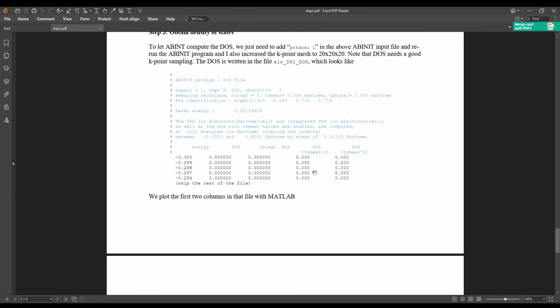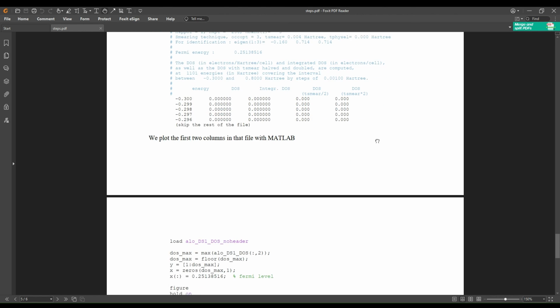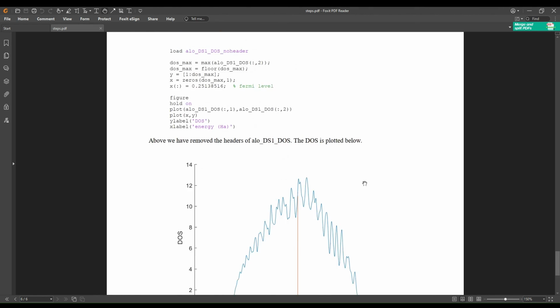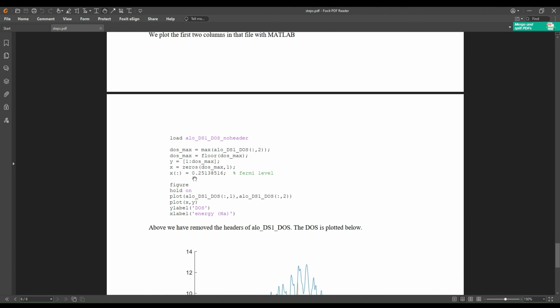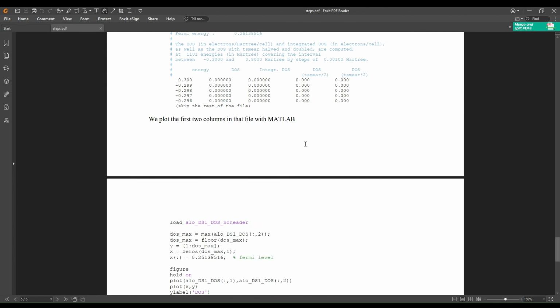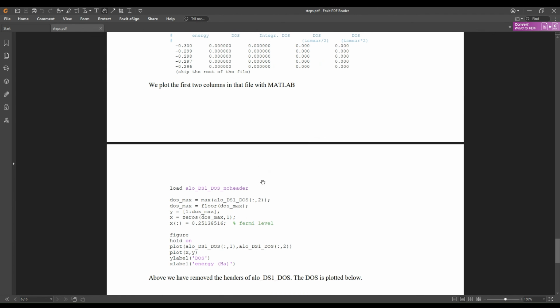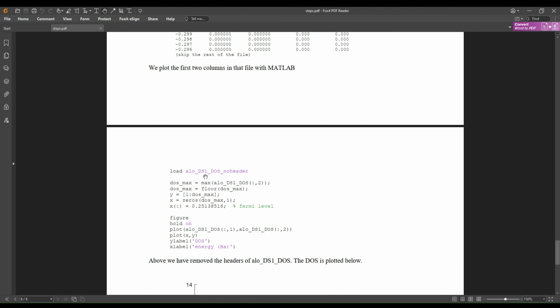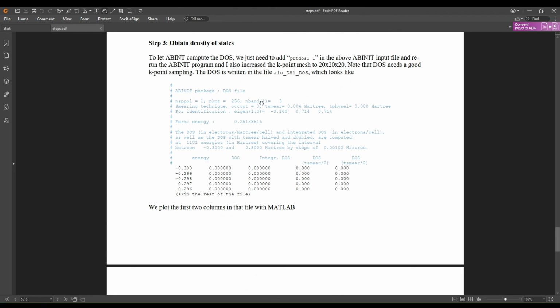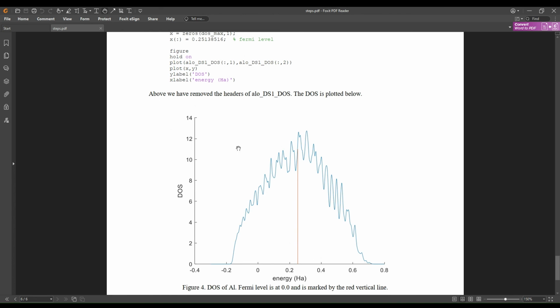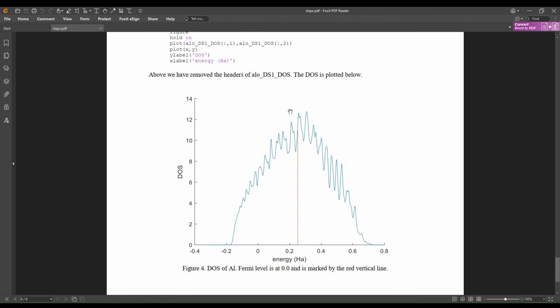We should just be interested in the first two columns here. The first column is the energy axis in your plot. The second column is the DOS. So here I give you the MATLAB script for plotting the DOS. Once you use this command to load this data file, you need to remove the headers here. So this is a picture I generated by plotting the first two columns of that file.